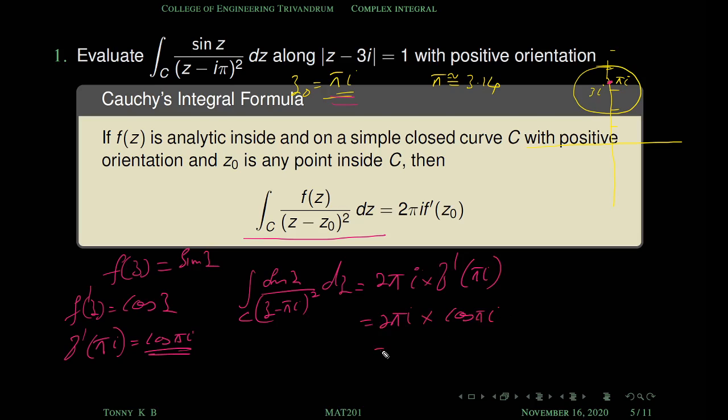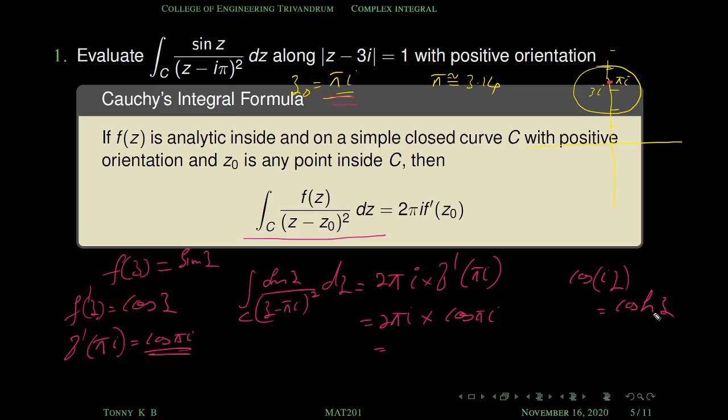And also we know that there is a relation: cos iz is equal to cosh z. And what about sin iz? Sin iz is equal to i sinh z.